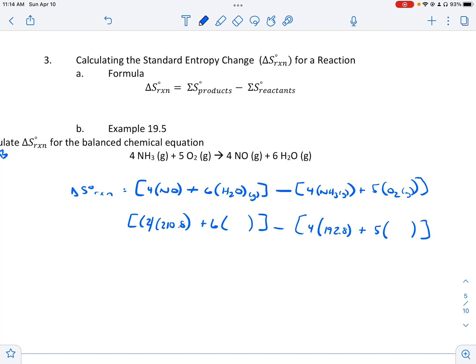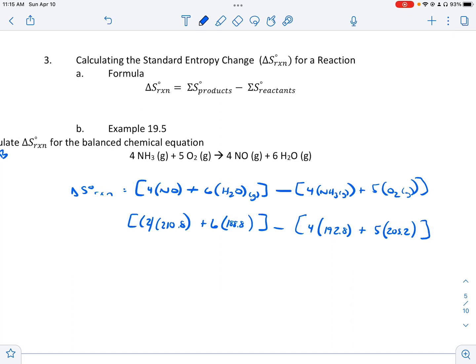Now we can turn to the oxygen area, since water is in there too. Water as a gas is 188.8. And then O2 gas is 205.2. So we're ready to do a little math. I'm going to double check that first one, NO, yep, 210.8.